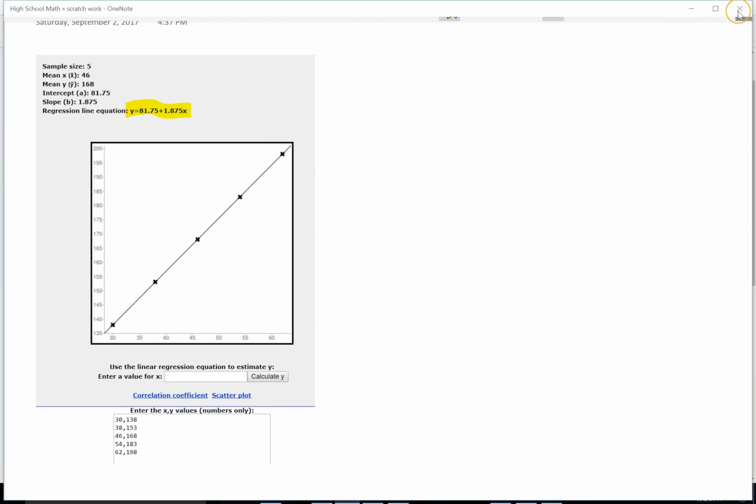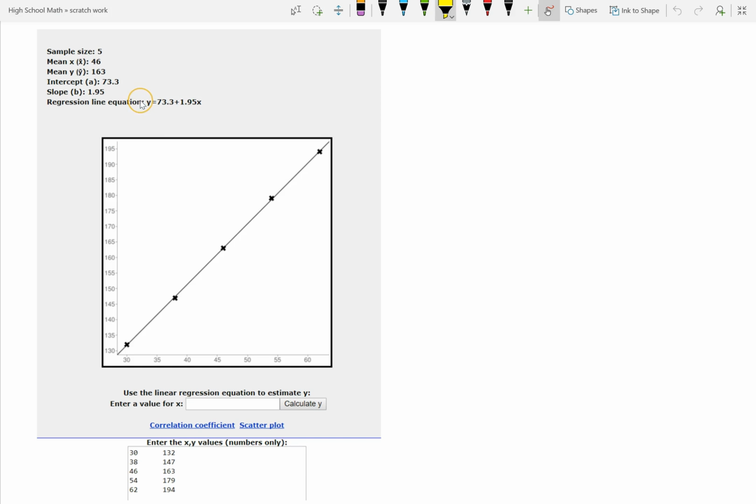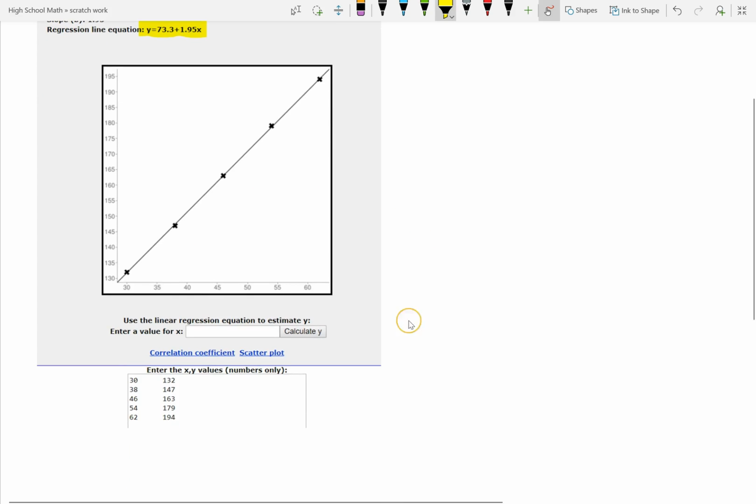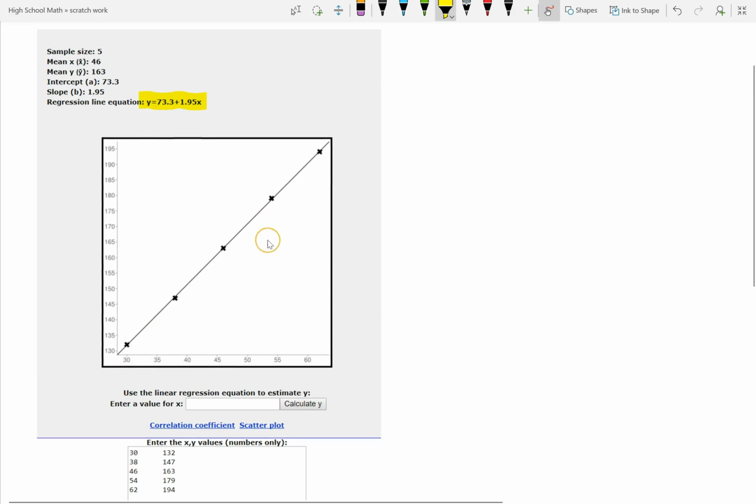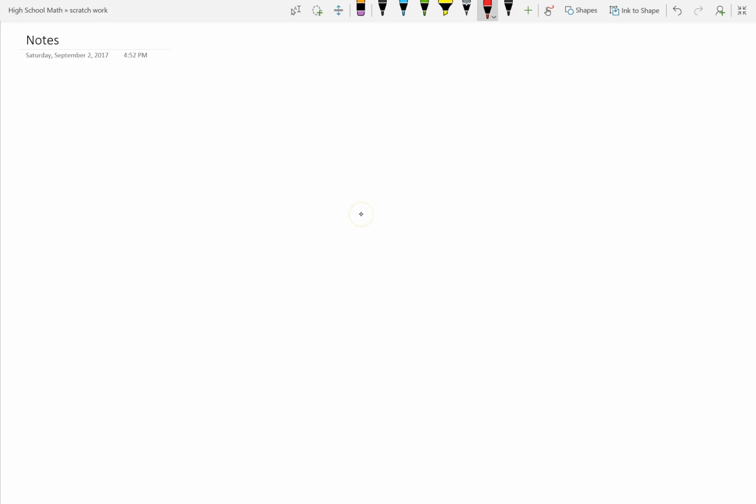For our second scatter plot, the regression equation was y equals 73.3 plus 1.95x, and you can see that a couple of these points are slightly off of the line, but it's very close to perfectly linear as well. The next question dealt with interpreting slope and y-intercept. Well, this PRBL was essentially working with two main things, linear equations and inverses.